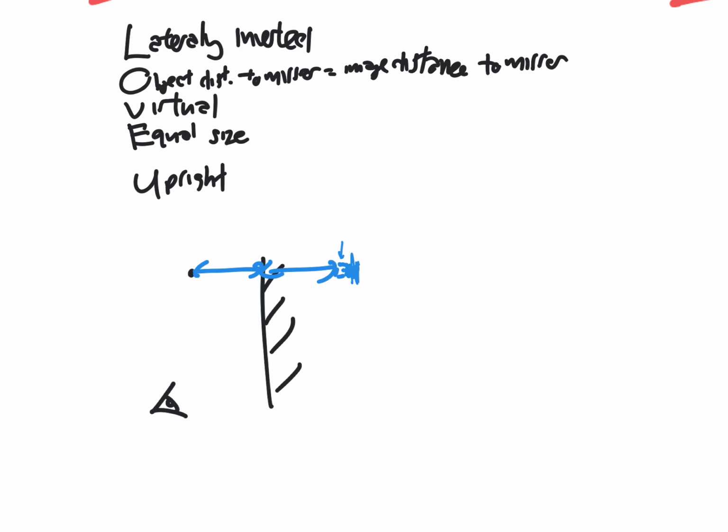But of course, if I use a different object, maybe something like this, then my image should be the same distance away and like that, correct? Same size and dotted, right? And you see that, equal distance away from the mirror, same size, and laterally inverted, left becomes right, right becomes left, and it's upright, equal size. See, all this matters, right?